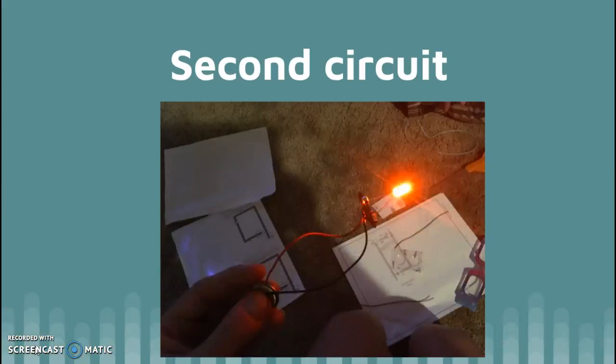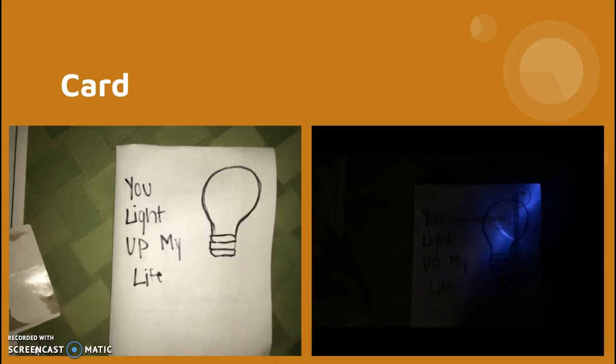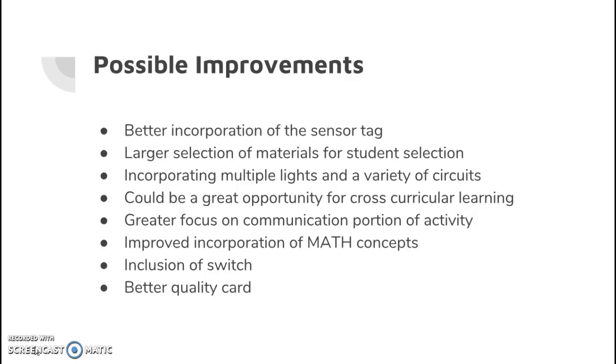This is the second one that I came up with using the battery connector, the light, and the battery with the wires. This was the card that I came up with. It was a pretty rough sketch, but it served its purpose. And the picture on the right was when I turned off the light and you could see the LED glowing through. So there were a lot of possible improvements that I thought that I could make.